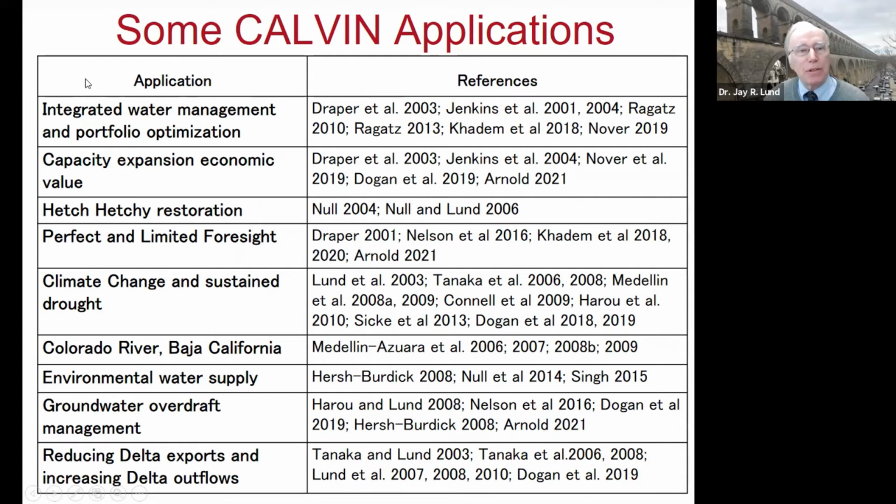We've done quite a few applications of this model for a lot of different water problems in California, many of which have helped influence discussions about California water, and I think even water policies for the state of California, regarding capacity expansion, water markets, environmental restoration, climate change, environmental water supplies, groundwater management, and management of some of our more difficult parts of the system, such as the Sacramento-San Joaquin Delta.